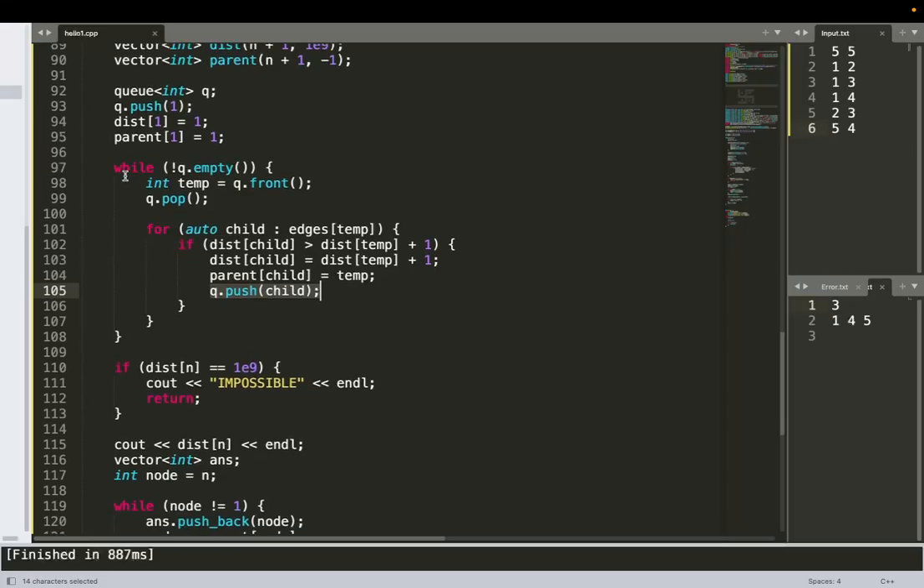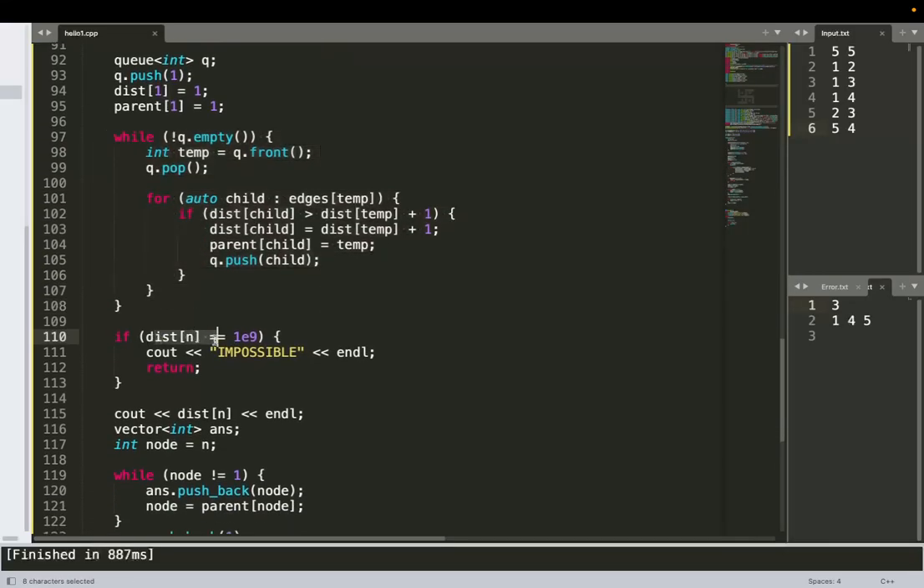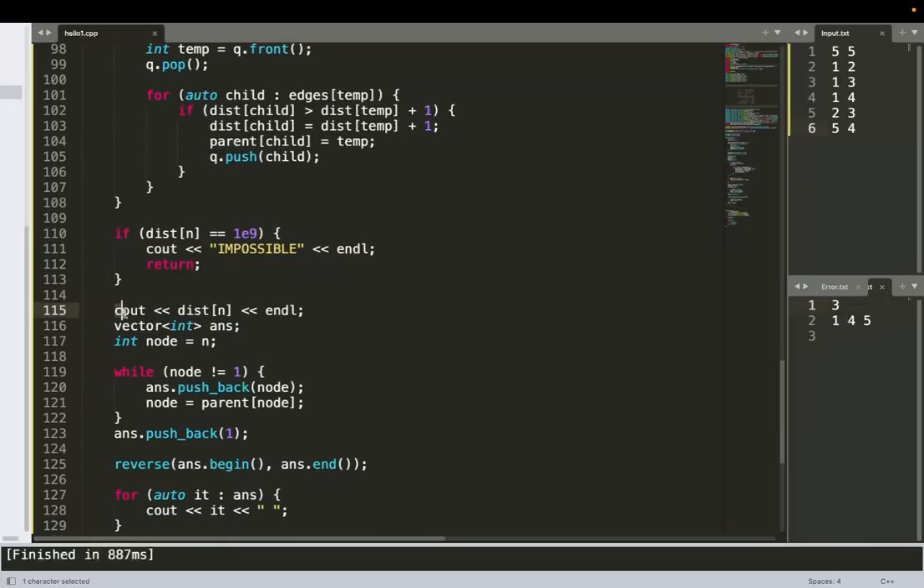Once you are done with this, if the distance of n is still 1e9, this means from node 1 you can't reach node n. So simply print impossible and return. Otherwise, print the distance and construct the answer. Initially the node is n. Simply backtrack from n by taking the parent.